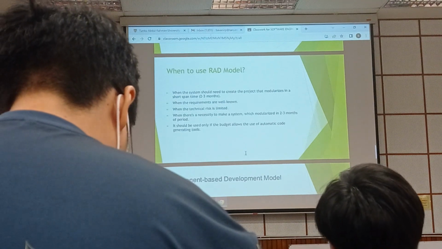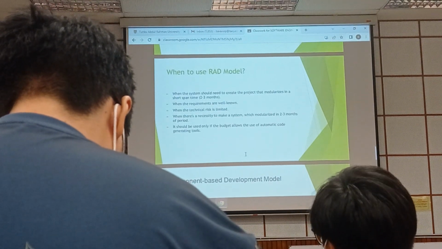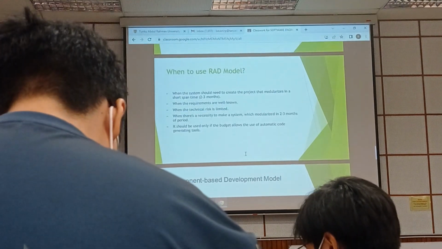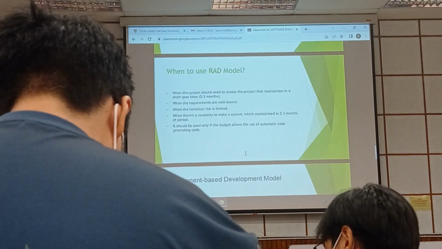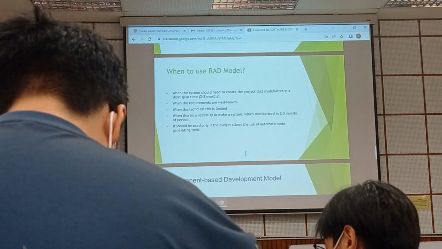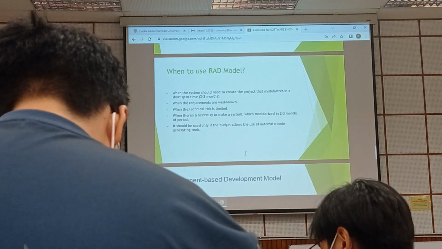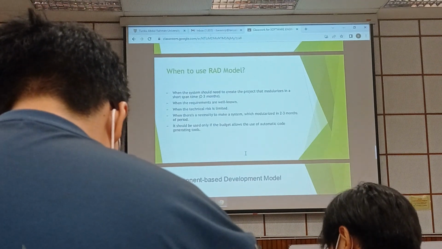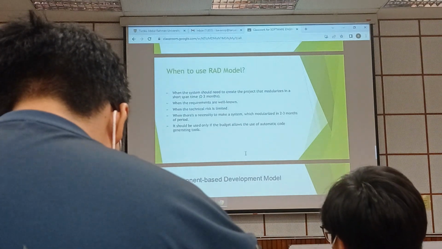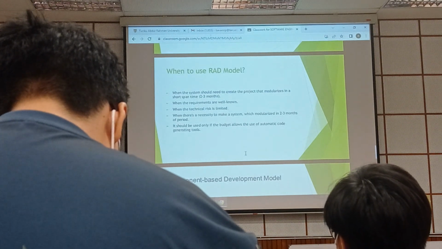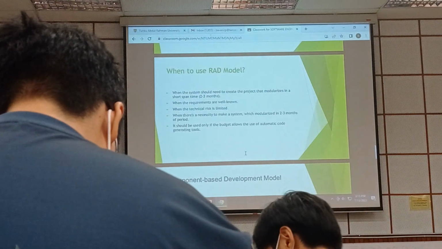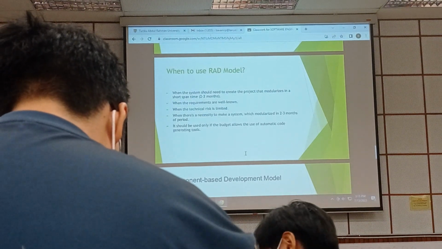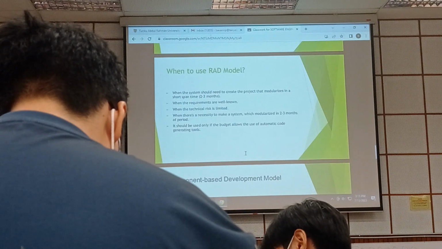Okay, and if the technical risk is limited, it's not like a spiral. Okay, and if there is a necessity to make a system, the modernization within 2 or 3 months of period. It's a very short time span. Okay, and it should be only if the budget allows the use of automatic code generating tools. Okay, this one, we can use some automated tools.